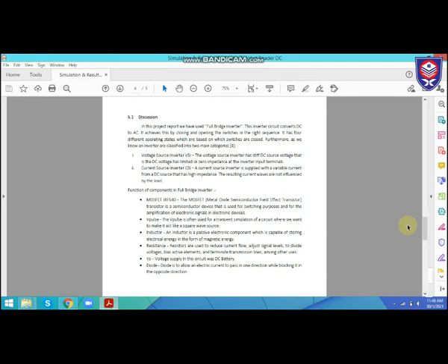Dan current wave tidak dipengaruhi, tidak ada influence daripada load yang kita isi.